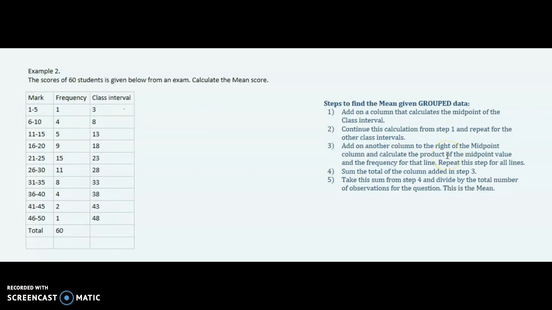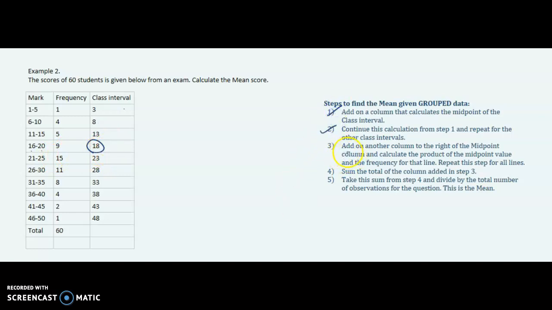So completing this step, I get these values here, 3, 8, 13, 18, etc. So again, how did I get the 18? It was simply because I took 16 plus 20. I got that total and I divided by 2 and I got the 18. Now that completes this step and this step.